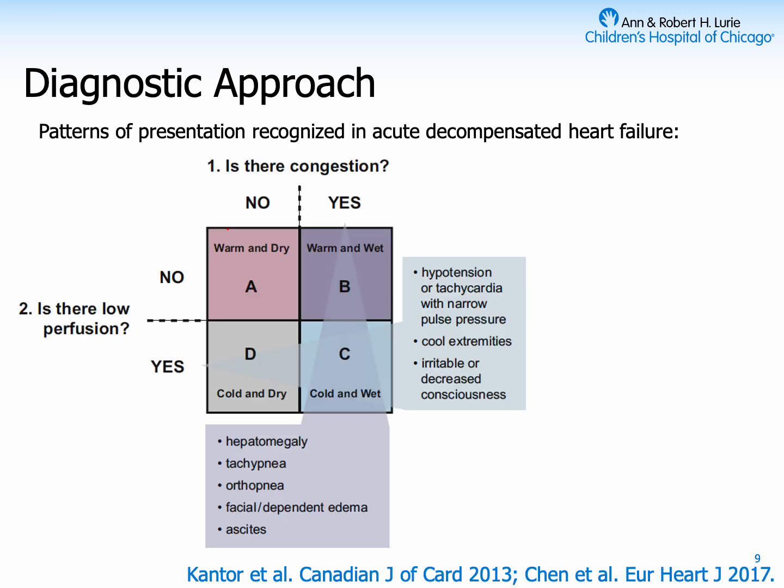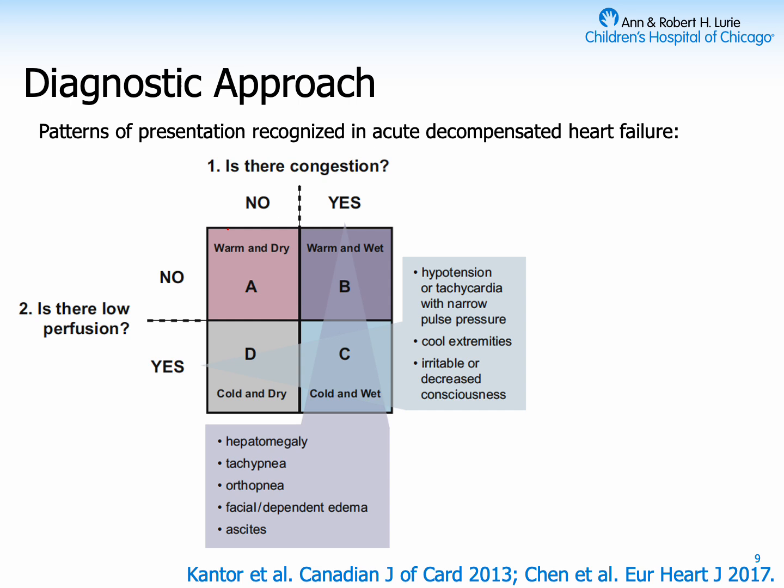In patients presenting with acute decompensated heart failure, it's important to recognize certain clinical patterns, as this will guide your management. First, ask yourself 2 questions. Is there congestion, and is there low perfusion? Infants with congestion present with hepatomegaly and tachypnea. Patients with poor perfusion may have hypotension, tachycardia, a narrow pulse pressure, and cool extremities.